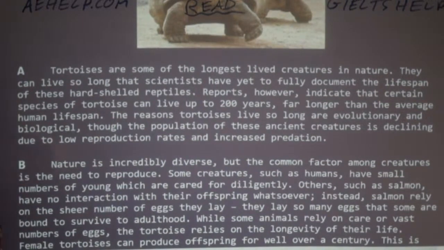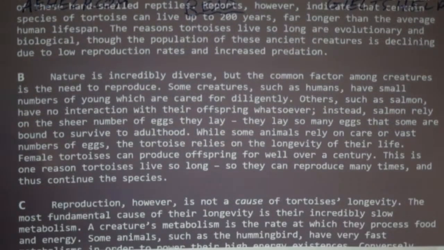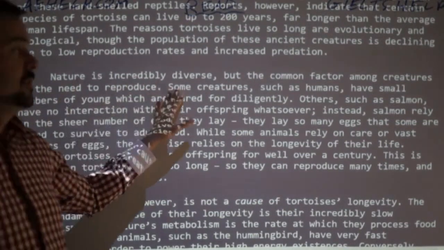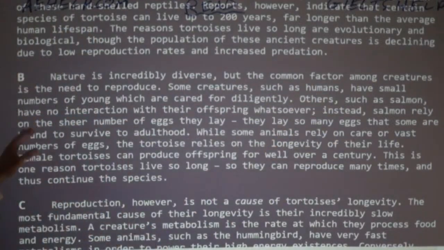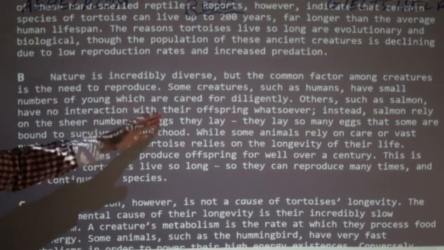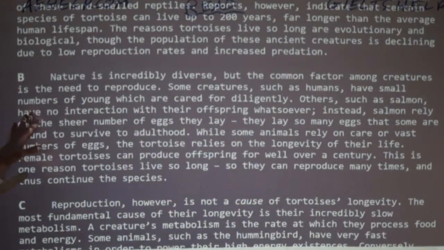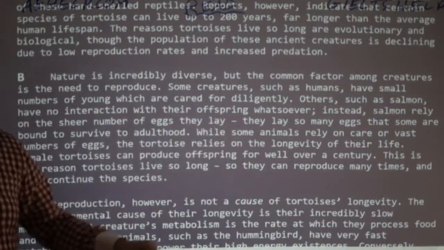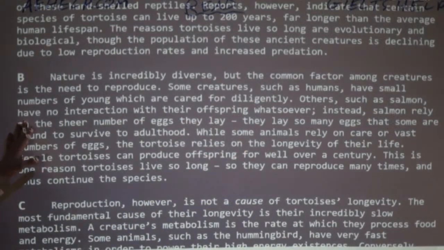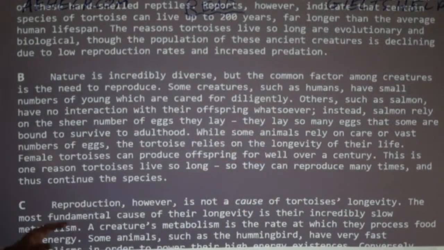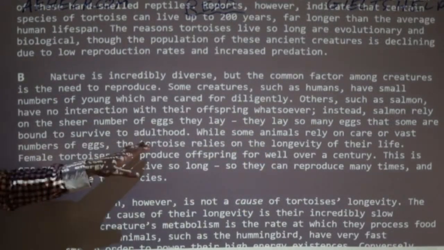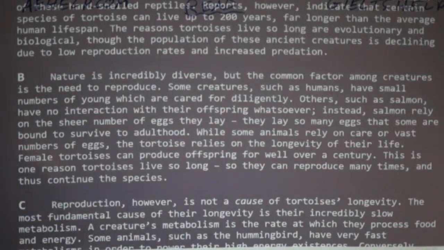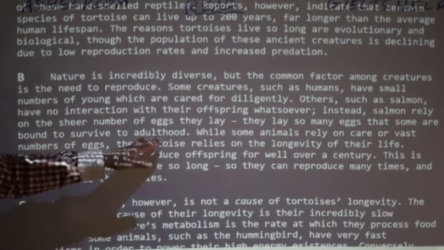So, here we go. Next paragraph. Let's keep going, nice and smooth, and let's keep visualizing. So nature is incredibly diverse, but the common factor among creatures is the need to reproduce. Some creatures, such as humans, have small numbers of young which are cared for diligently. Others, such as salmon, have no interaction with their offspring whatsoever. Instead, salmon rely on the sheer number of eggs they lay. They lay so many eggs that some are bound to survive to adulthood.